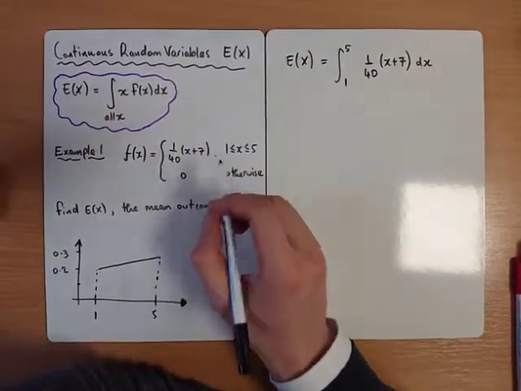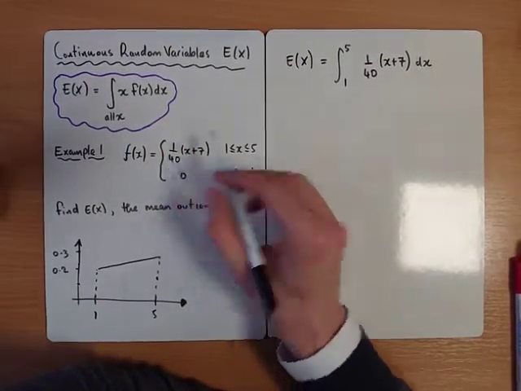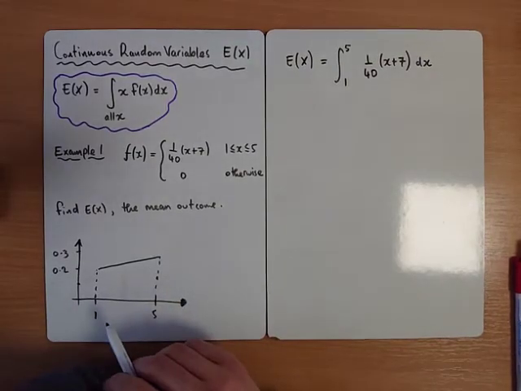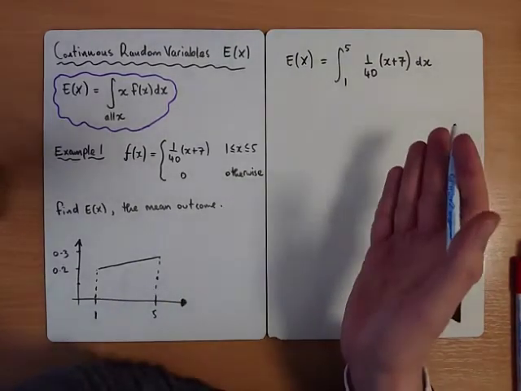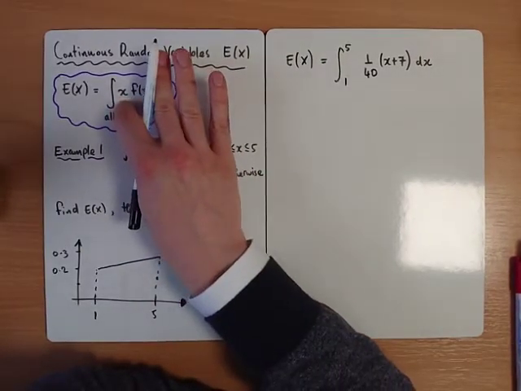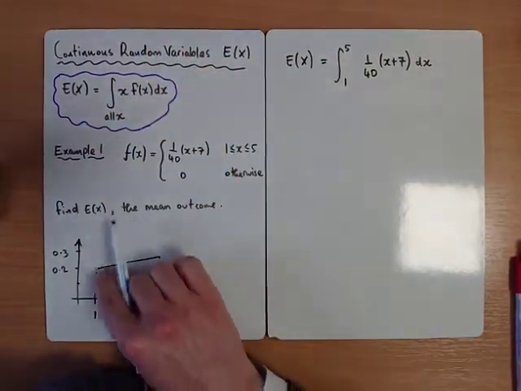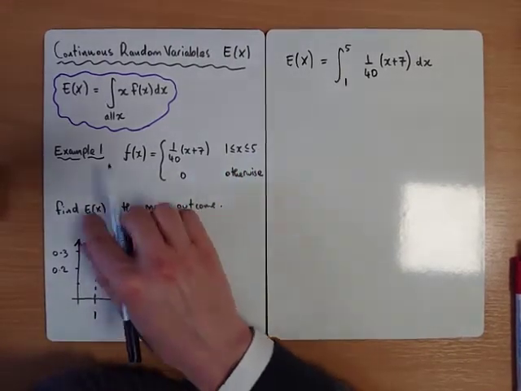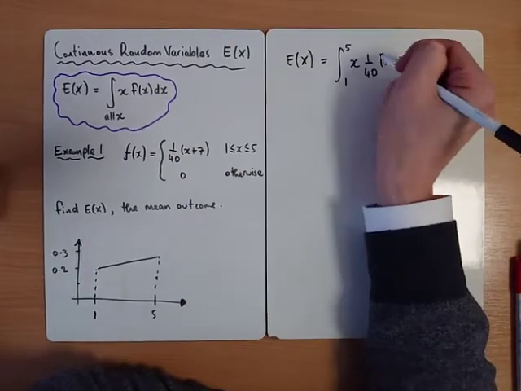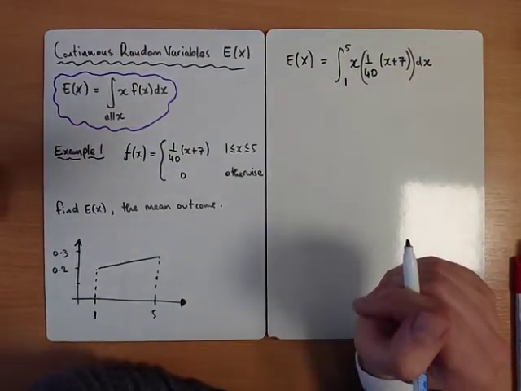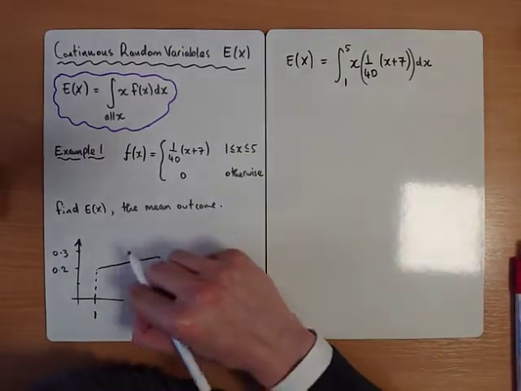I've seen people do this in the past. If we just actually integrate the function between 1 and 5, do you know what the answer would be? The answer would just be 1. If we don't multiply by x, because I've seen people forget to do this, all you're doing is working out this area here, which is not what we're being asked. If you want the expected value of x, we multiply by x before we integrate. And this is going to tell me the average outcome.